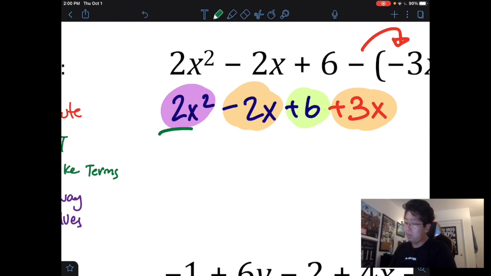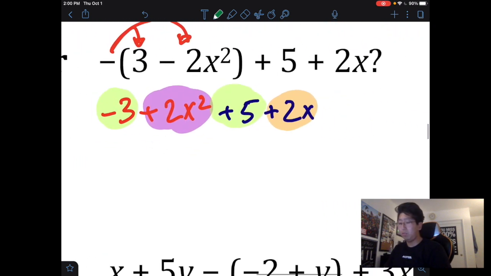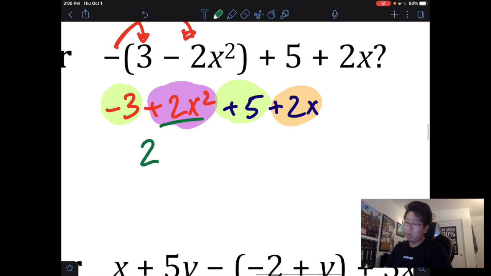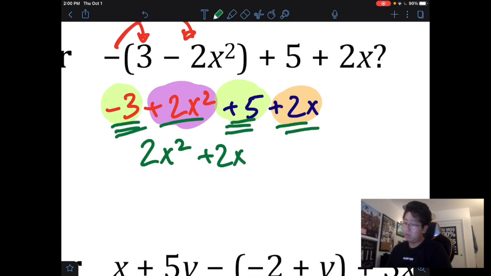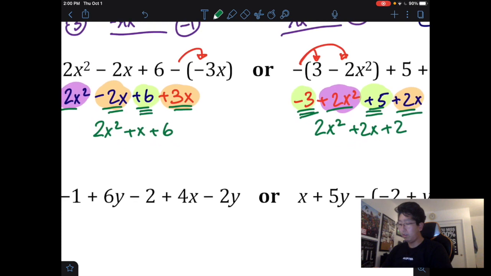All right, let's look on the left side. 2x squared, there's nothing else to combine that with. 2x squared, minus 2x plus 3x is plus x, plus 6. Let's go ahead and move over to the right. 2x squared plus 2x and 5 minus 3 is plus 2. All right.